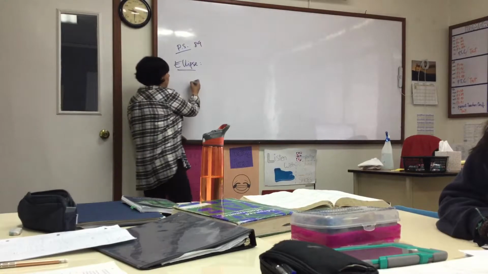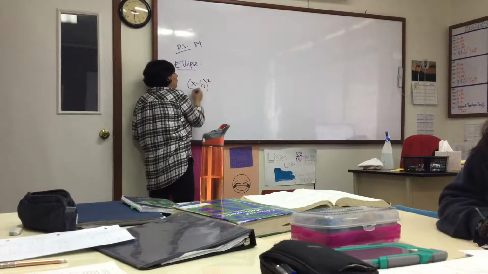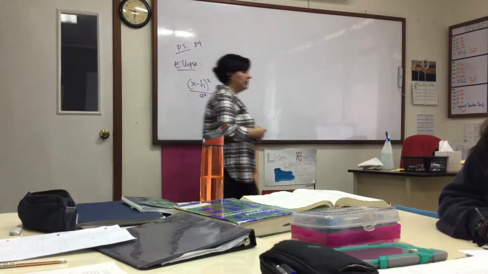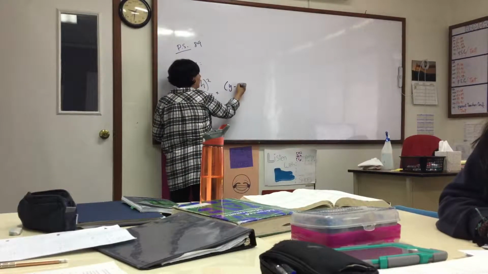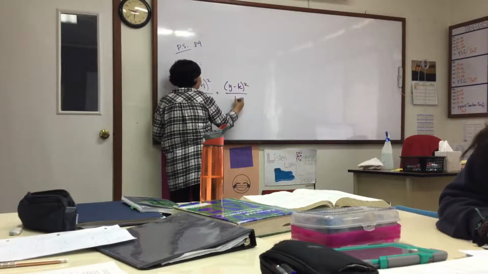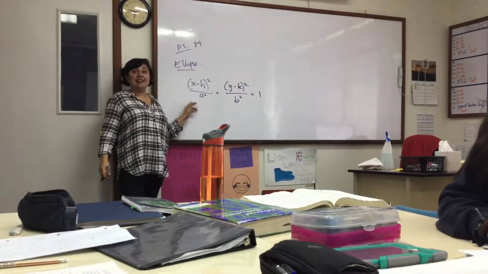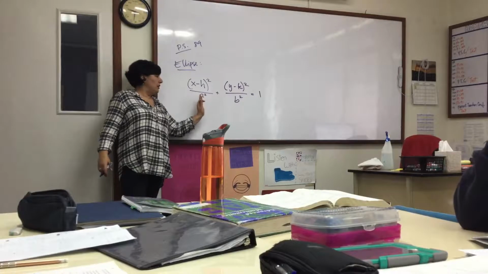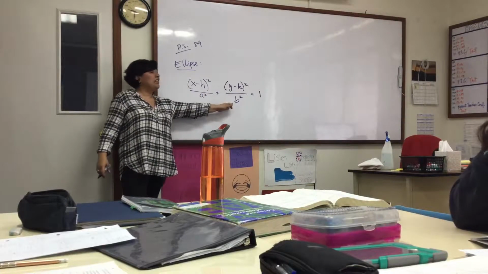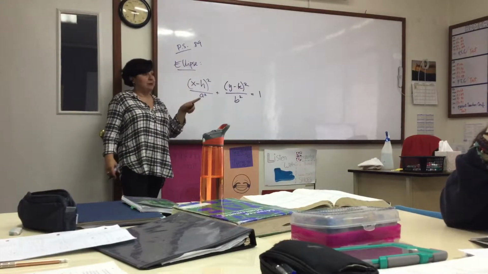X squared over A squared plus Y... Thank you. X minus H squared over... Y minus... And that equals 1. And whatever's underneath the X, you move in the X direction, just A, I'm sorry. And whatever's underneath the Y, you move in the Y direction, right? And then you draw the ellipse, okay?